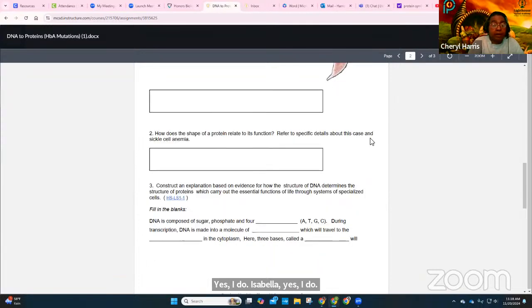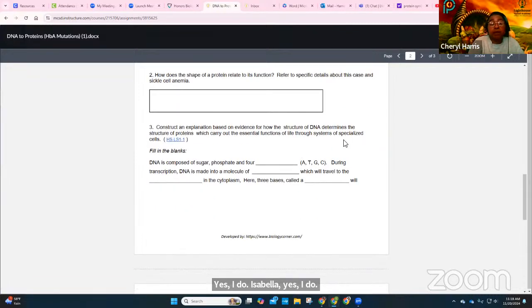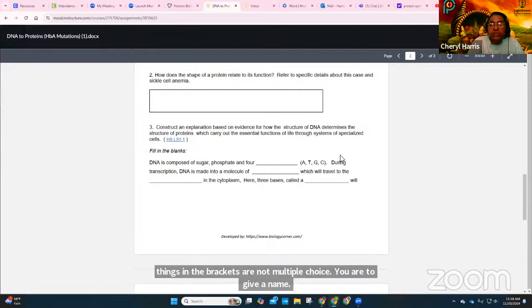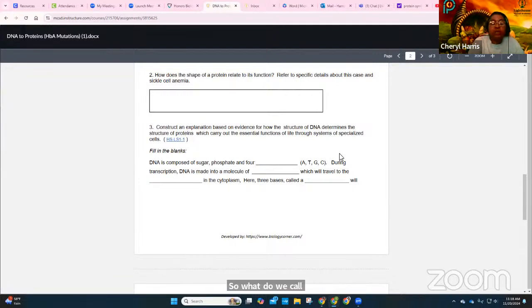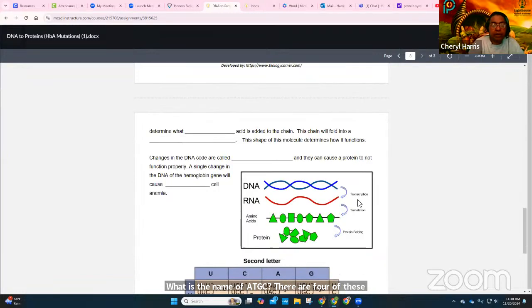All right, question 3 is a fill in the blank. So you need to be able to tell a story in this paragraph. Again, the things in the brackets are not multiple choice. You are to give a name to what we call ATGC. What is the name of ATGC? There are 4 of these things, and then finish the rest of that paragraph.